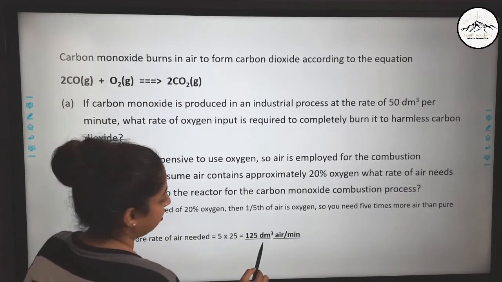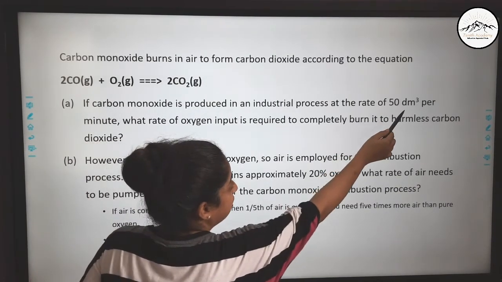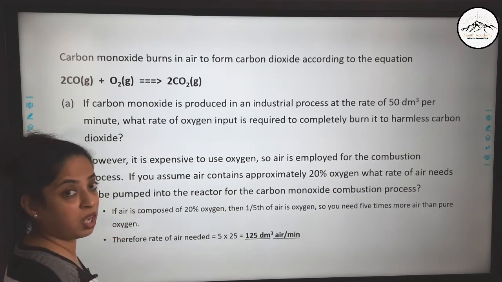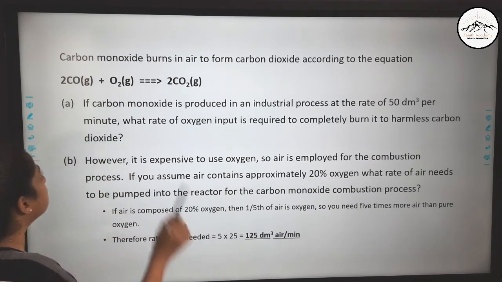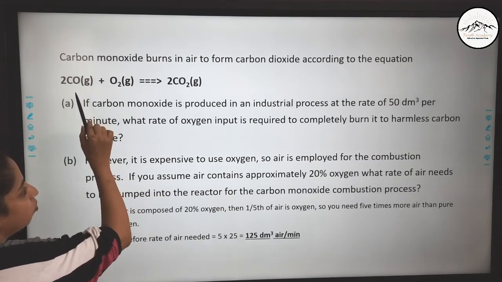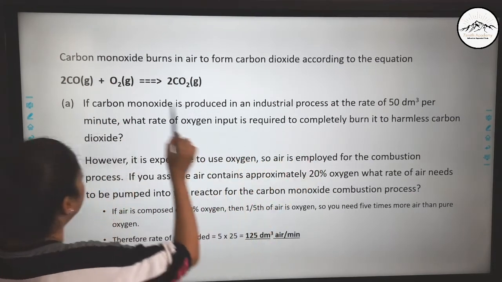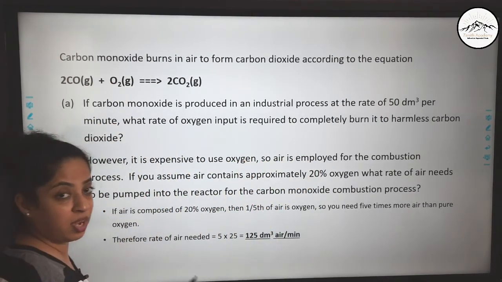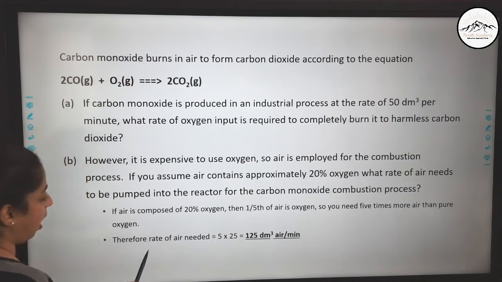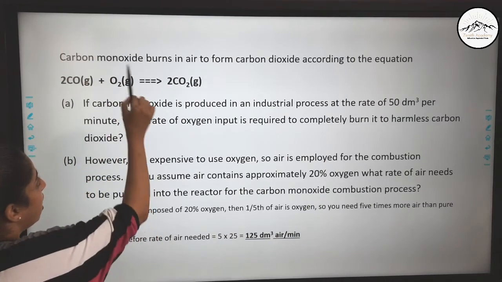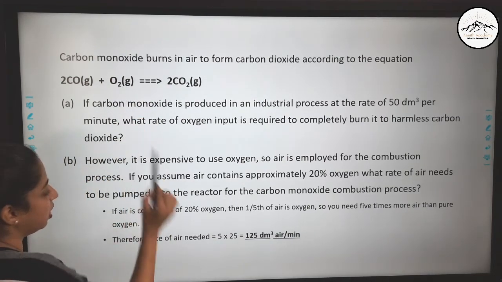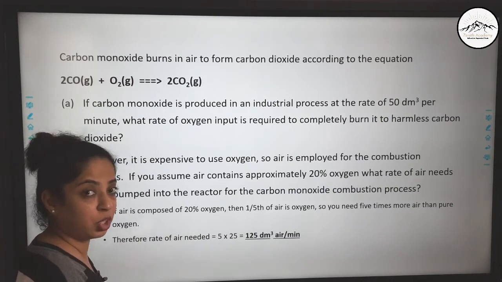I think I've made a mistake here. In the question it was decimeter cube, and everywhere I've used centimeter cube. So just for carbon monoxide, you remember it is 50 decimeter cube. For oxygen it is 25 decimeter cube per minute, and if we take air instead of pure oxygen, then it will be 125 decimeter cube per minute.